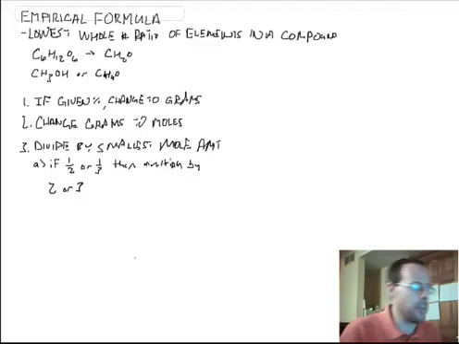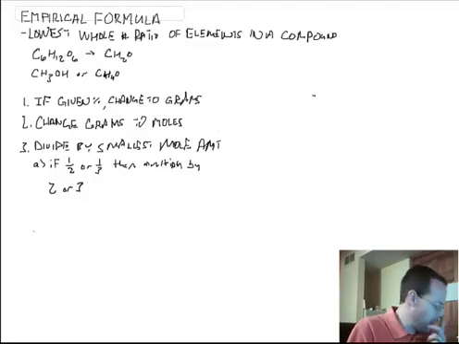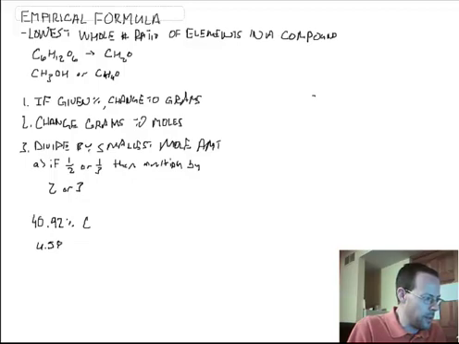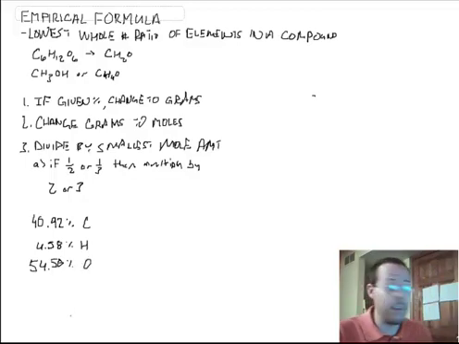So here's going to be our example. We might have a problem that says some kind of compound is 40.92% carbon, and we find that it's 4.58% hydrogen, and the remainder, which is 54.5%, is oxygen. Alright? So that is what we are given.